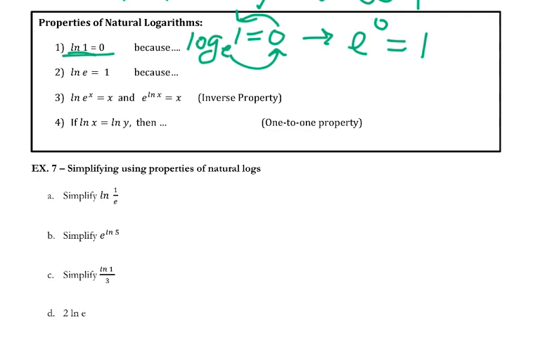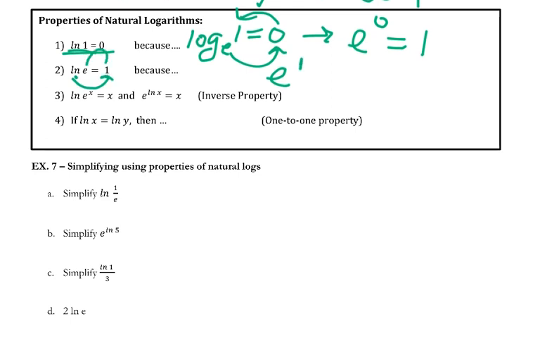On the next one, our base for this logarithm is e. So we've got e raised to the first equals e. So the natural log of e equals 1, because that's the exponent that makes sense.